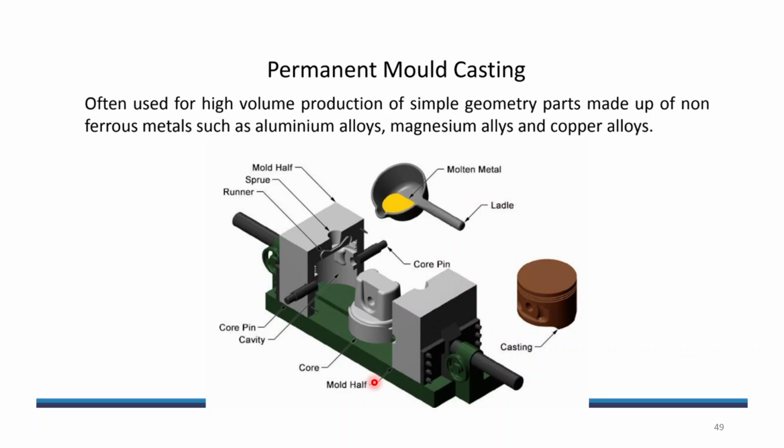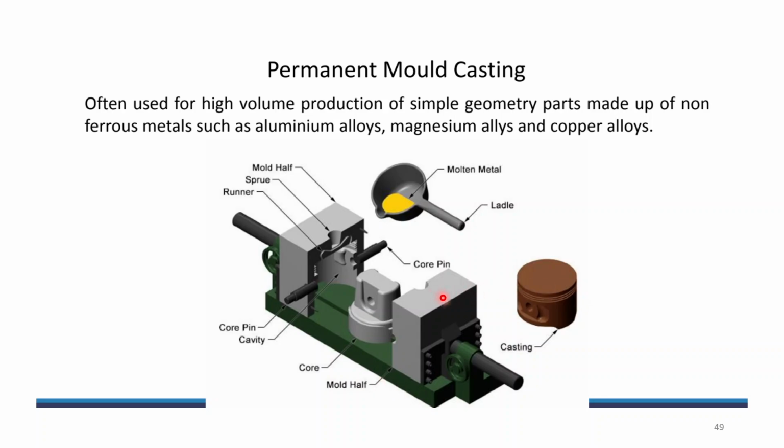Next is permanent mold casting. In case of sand mold casting, the mold that you have formed is destroyed afterwards, so that's why it's a temporary kind of mold. In this case your mold will be used multiple times, so that's why it is called permanent mold. It can be a graphite mold or a metal mold. It is often used for high volume production of simple geometry parts made of non-ferrous metals such as aluminum alloy, magnesium alloy and copper alloys.